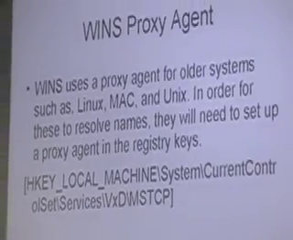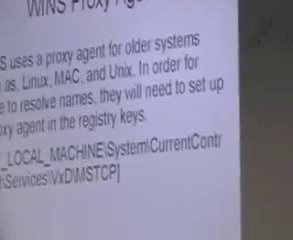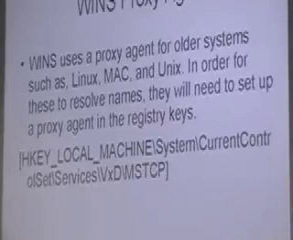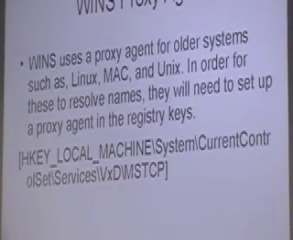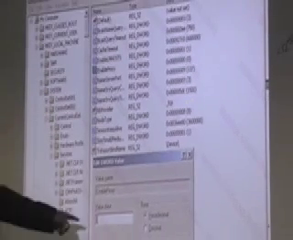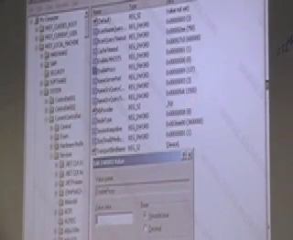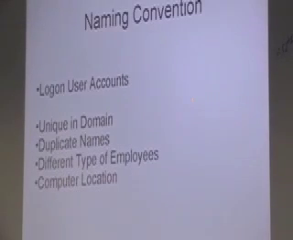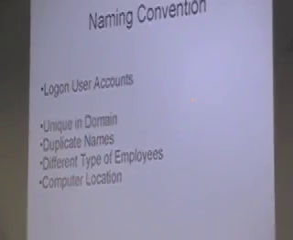And this is the WINS proxy agent. Linux, Mac, and Unix are non-Windows systems and need a proxy agent in order to resolve NetBIOS names. And they are located in your registry. Well, you have to set it up in your registry in order for Linux, Mac, and Unix to register NetBIOS names. And here is an example. You would have to change this to a 1 in order to turn it on. And now I'm moving to the next speaker.